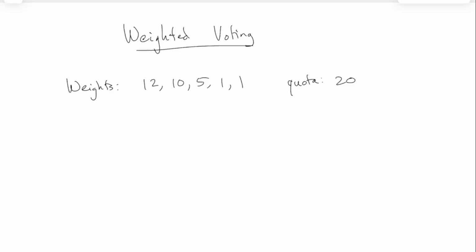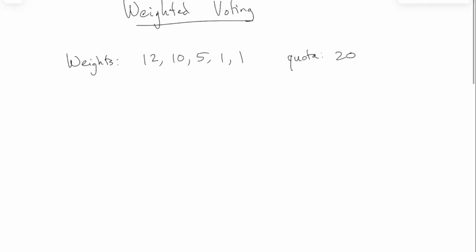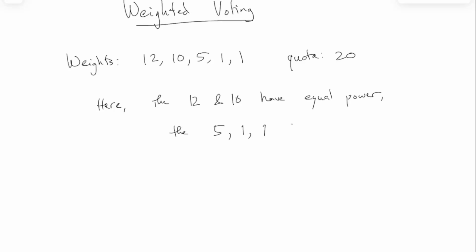Now, from a naive point of view, it seems like the 12 is the most powerful. The 10 is a little bit less. The 5 is maybe a lot less. And the 1 and the 1 each only have a very small amount of power. But that is not true, based on what we talked about last time. In this system, it's not obvious at all, but the 12 and the 10 have equal power. And the 5, the 1, and the 1 have no power. None at all.